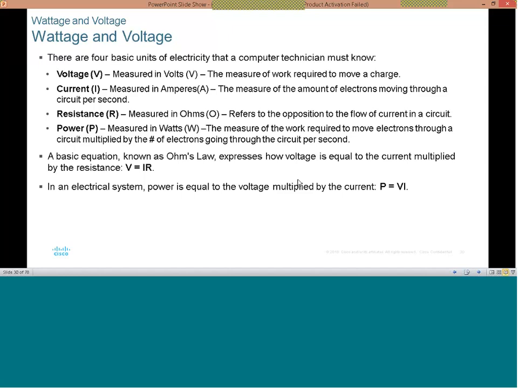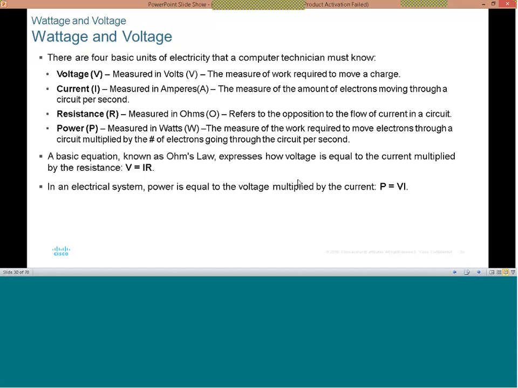Some of us are coming from backgrounds that are not science, completely off from engineering or science, as the case may be, or physics. And so we need to understand some basic terms on electricity. The voltage is measured in volts. The measure of work required to move a charge is what we call voltage. So the work required to move a charge from point A to B is called voltage.